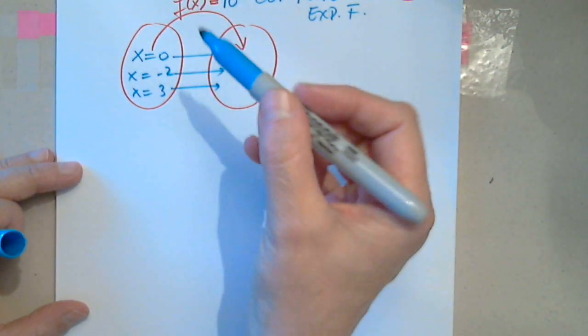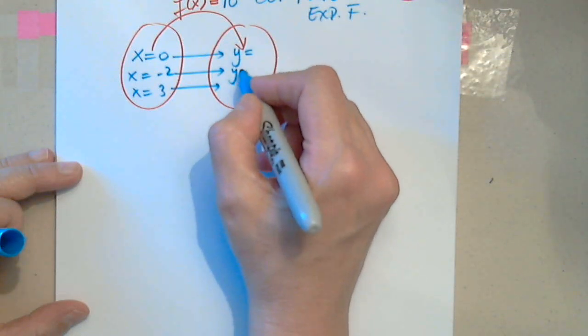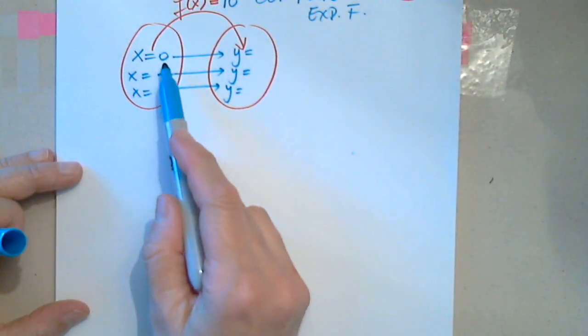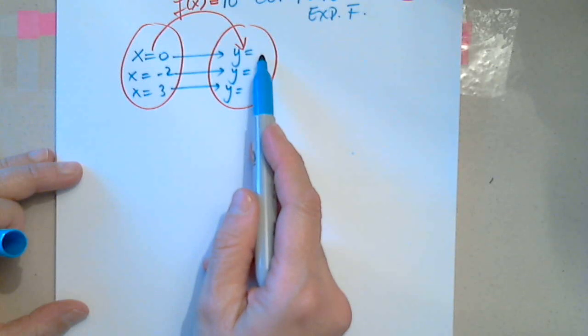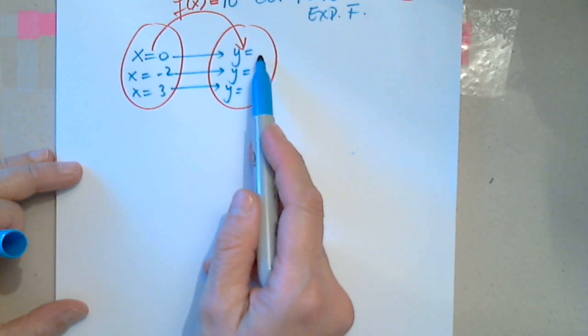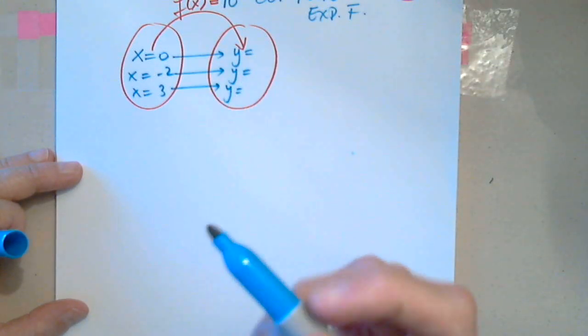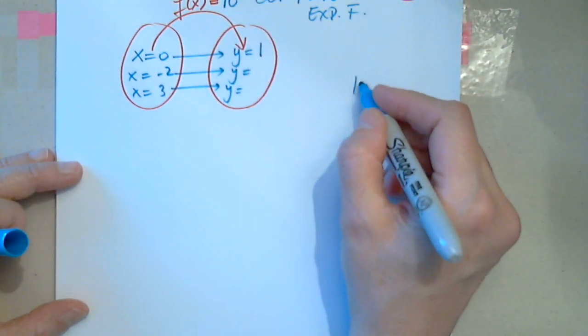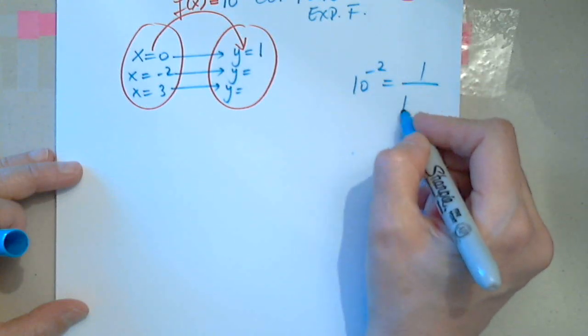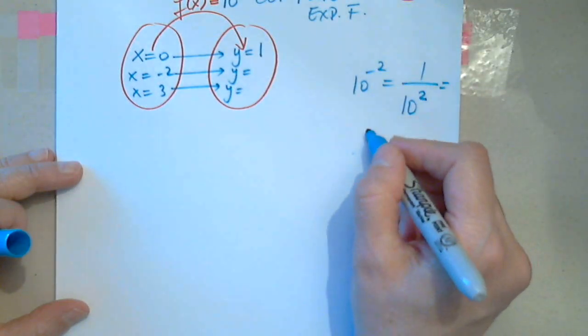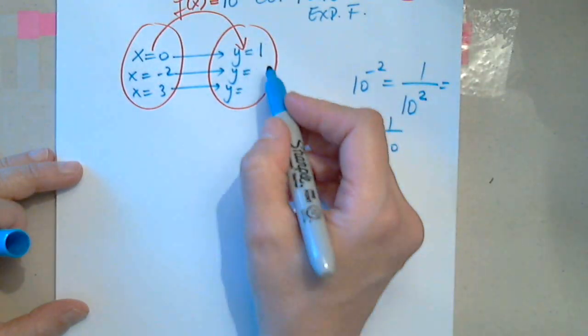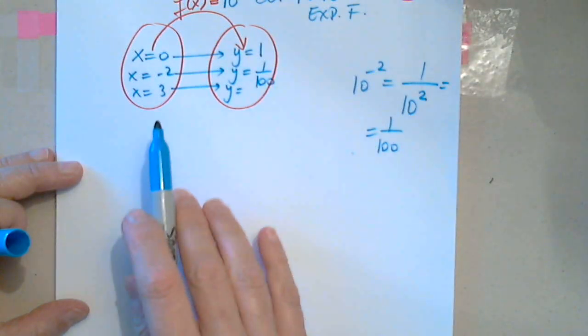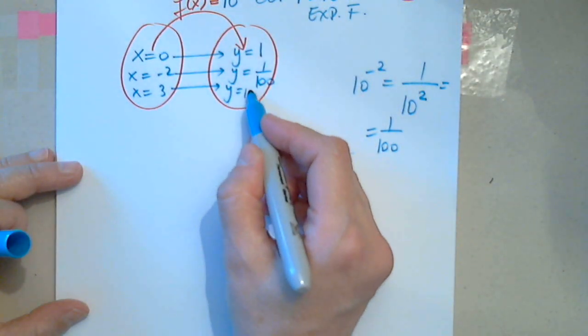Okay, so I need the corresponding y values. When x is 0, how much is y? Very good. When x is negative 2, I have 10 to negative 2, which is 1 over 10 squared, which is 1 over 100. And when I plug in 3, I have 1,000.